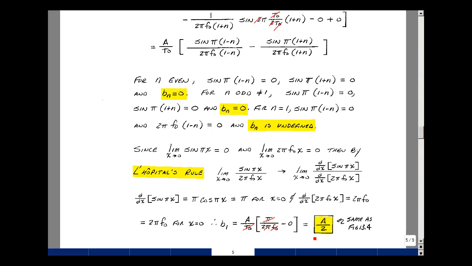If you look in our textbook in figure 13.4, it gives the Fourier series for a half-wave rectified sine wave, and the values that we've derived for b1, as well as a0 and an, also agree with that listed in the table. And this is supplemental problem 13.2.